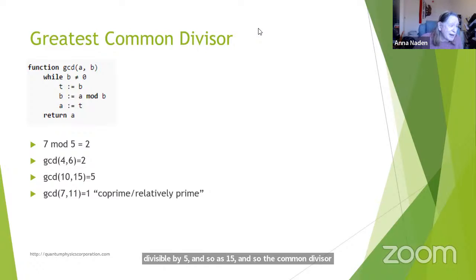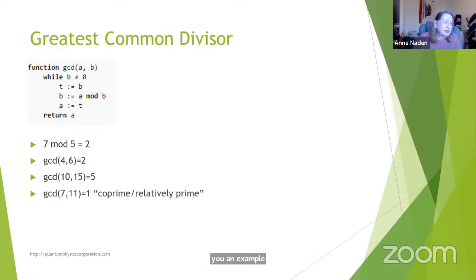Now, what we're mainly interested in is pairs of numbers that are relatively prime. That is, they have no divisor in common. And I've given you an example here, 7 and 11. The only number that goes evenly into 7 and 11 is 1. Are there any questions or comments?